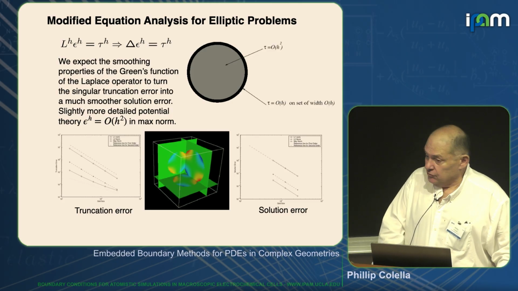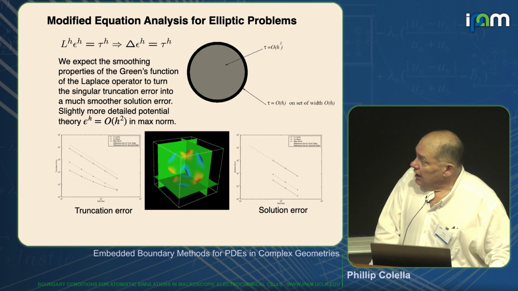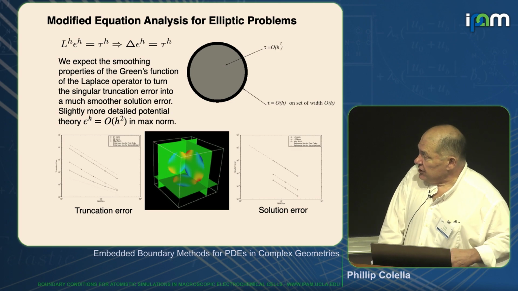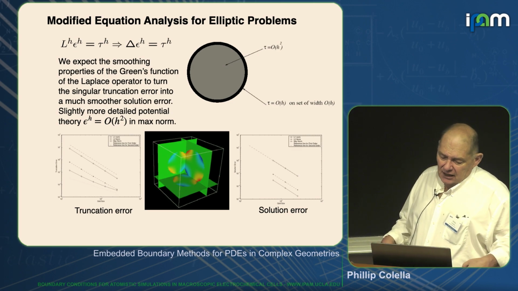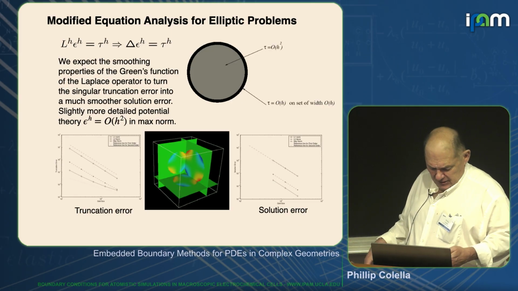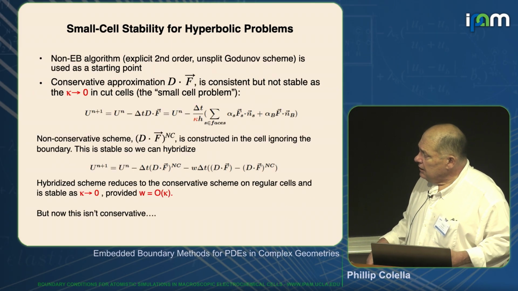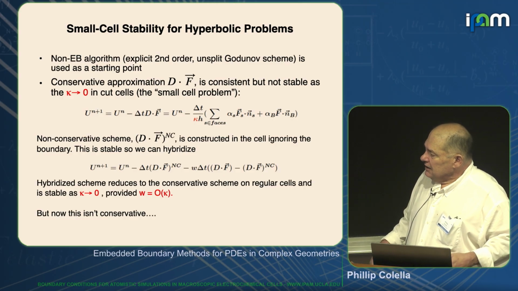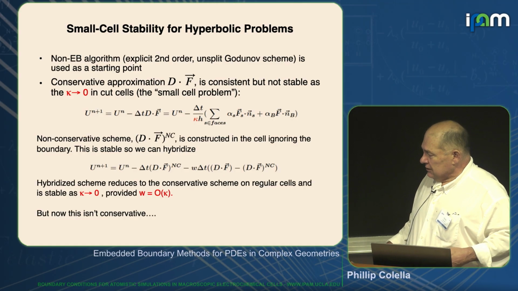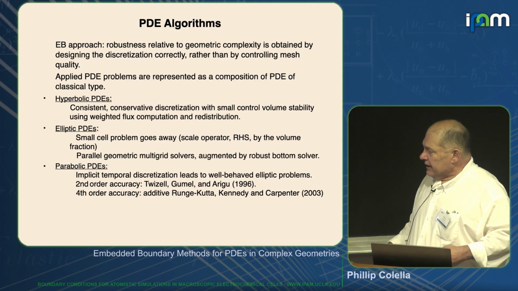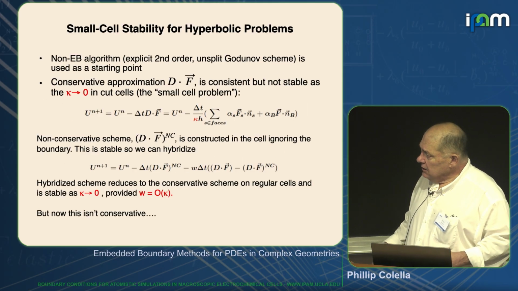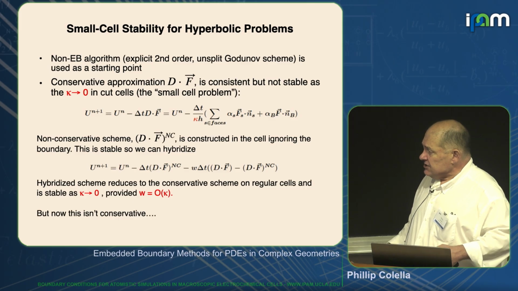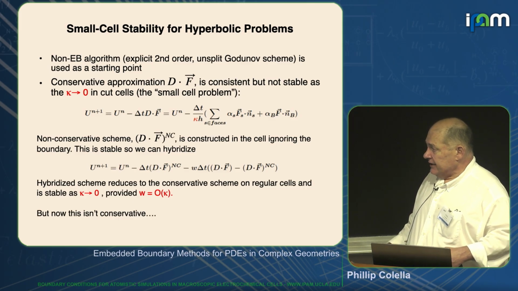So moving on now to elliptic problems. Modified equation analysis. So we've scaled. Let me go back here. If this were for an elliptic problem, we'd have something like this operator equal to a right-hand side.